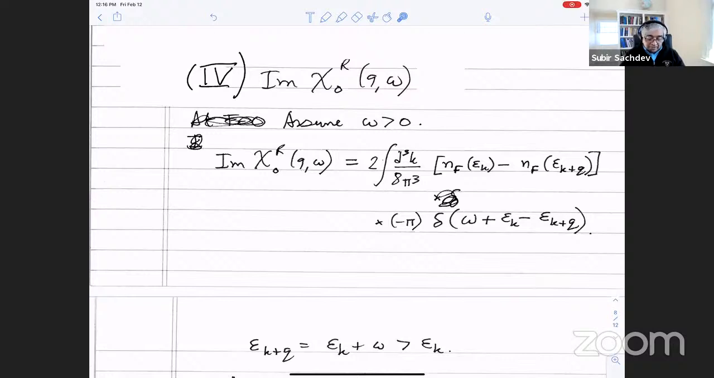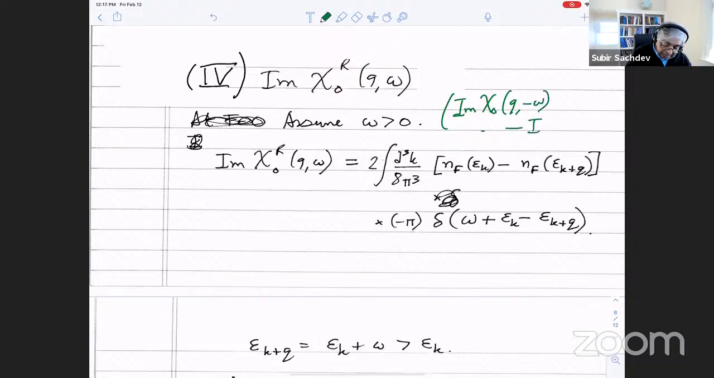Okay. So you can play with this and show from this representation that this is an odd function of omega. So the imaginary part of chi zero of q and minus omega is minus the imaginary part of chi zero of q and omega. And this is just a property of this representation, and it's also a property of the Kubo formula in general. It'll be very useful when we do the fluctuation-dissipation theorem, probably next week or a little bit later. So we'll also be saying a bit more about that.